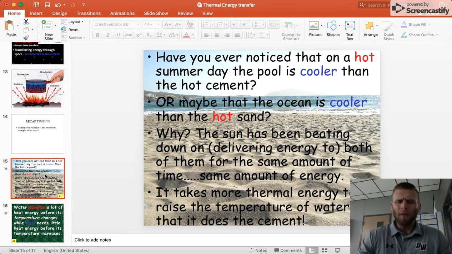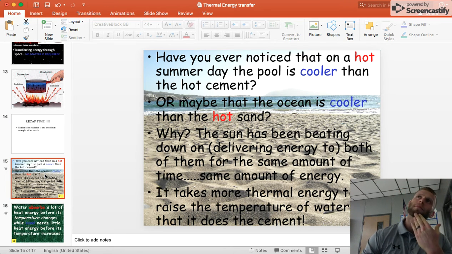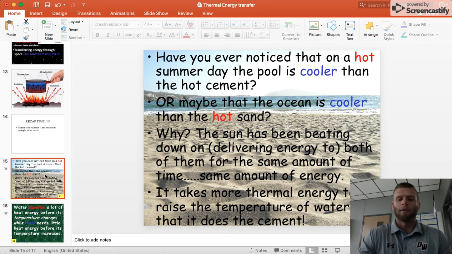All right, so have you ever noticed that on a hot summer day, the pool is cooler than the cement? Or maybe that the ocean's cooler than the hot sand? Why might that be? Well, the sun has been beating down or delivering energy to both of them for the same amount of time, same amount of energy. But it takes more thermal energy to raise the temperature of water than it does the cement. So that radiation from the sun is coming down and it is delivering, right, that same thermal energy, but it takes longer to warm the water than either the cement or the sand.